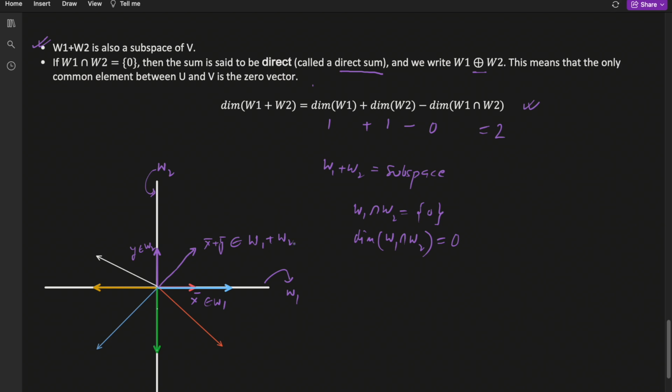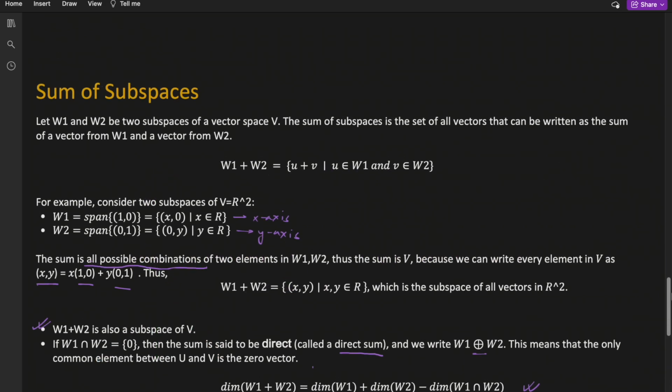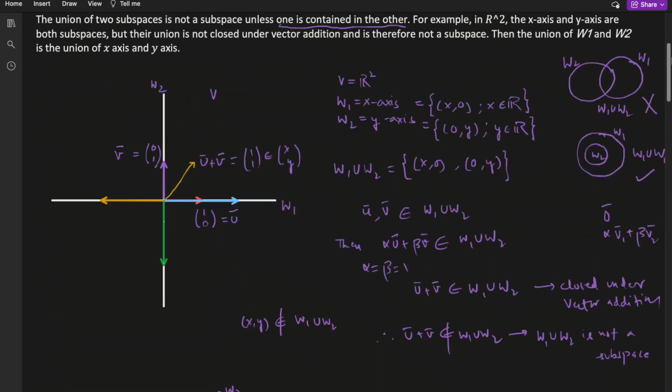Why? Because W1 plus W2 is nothing but R2, right? And therefore the dimension of the sum of these two subspaces is 2. And we have seen using this formula also that the dimension of the sum of these two subspaces is 2. Now, the difference between sum of subspaces and union of subspaces.